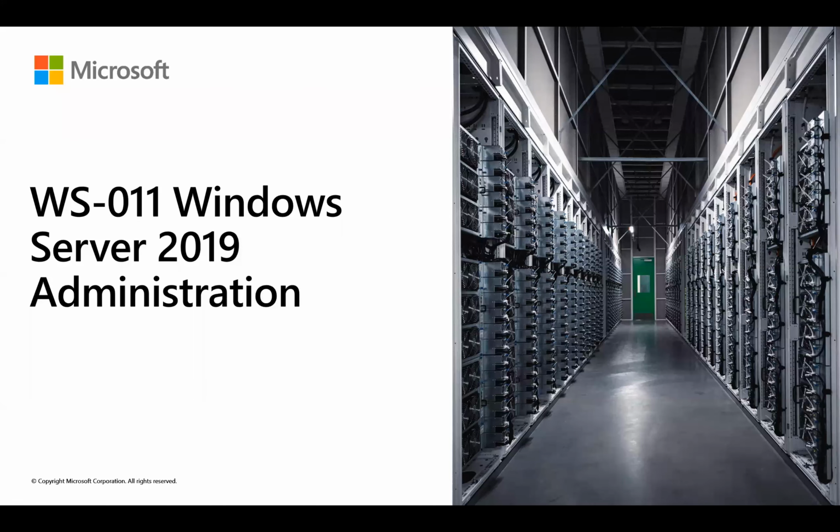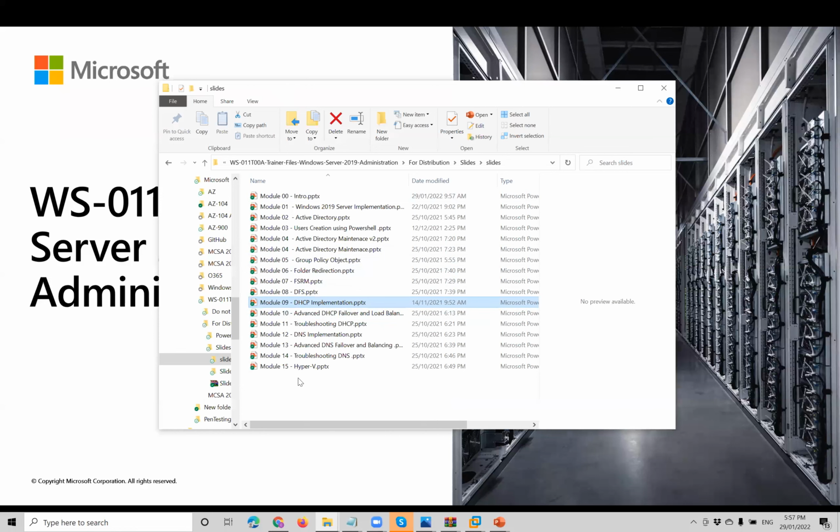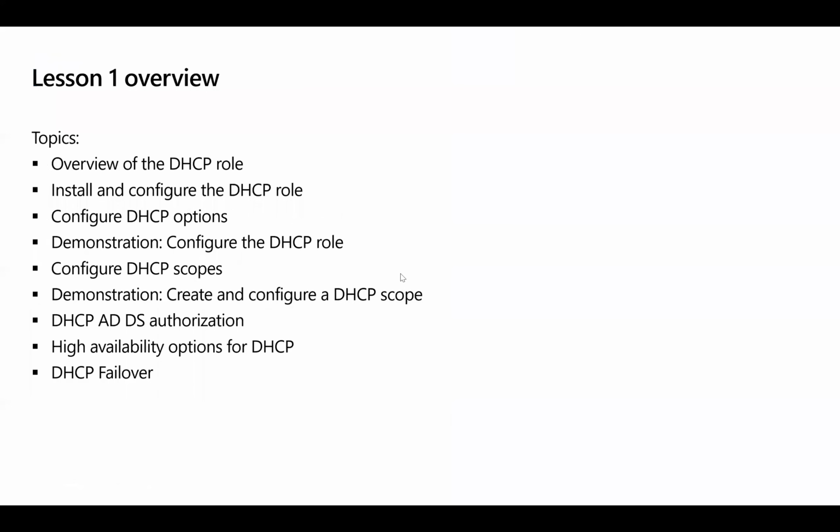So we have topics 9 to 15. Hyper-V was already discussed before, right? So technically we have two left, DHCP and DNS. DHCP implementation, then failover load balancing, and then troubleshooting, and then DNS implementation, failover balancing, then DNS troubleshooting. Okay, so here, DHCP.